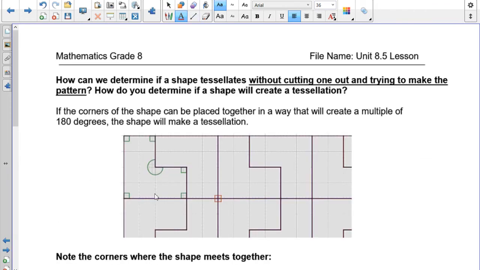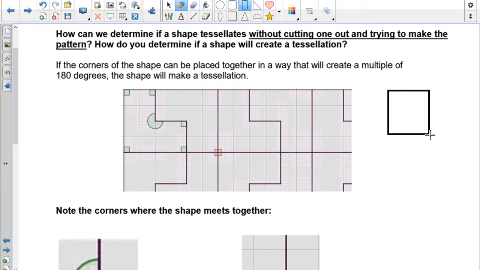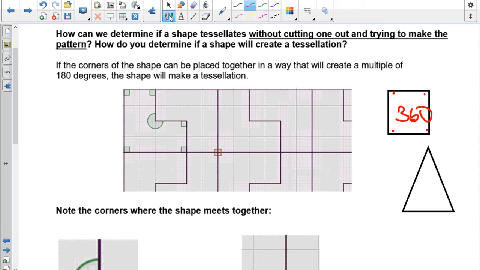Now, moving to the next page here. If I can't cut it out, and you gave me a square, then I could take that and measure the four angles in it. I could measure this one, and this one, and this one, and this one, and I'm going to get 360. Because it's a quadrilateral, this tessellates. If I had a triangle, I could measure the three angles, this one here, and this one here, and I would get the sum of the interior angles being 180 degrees.